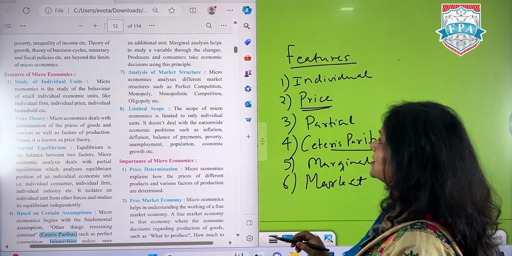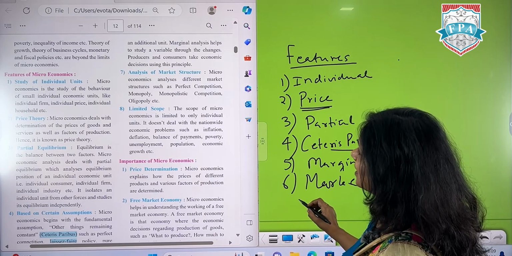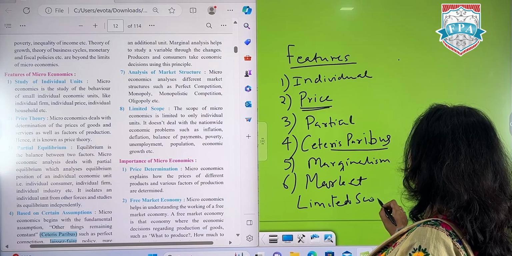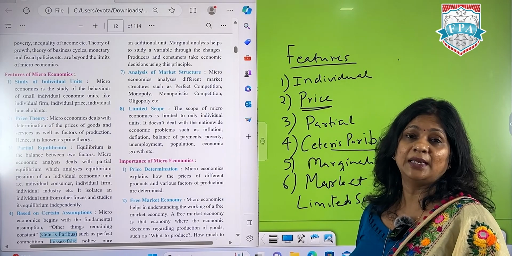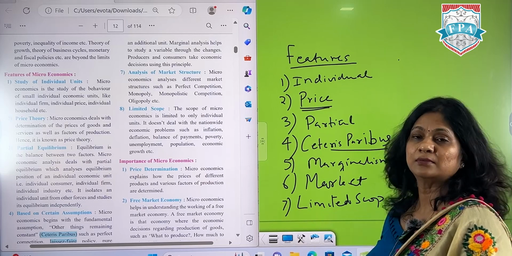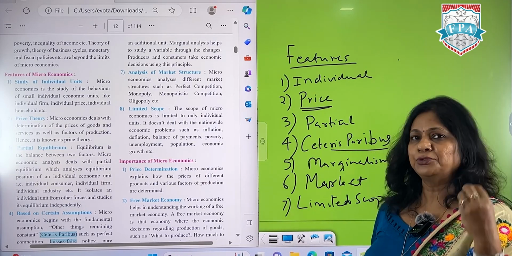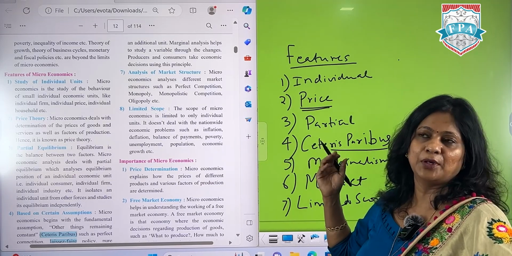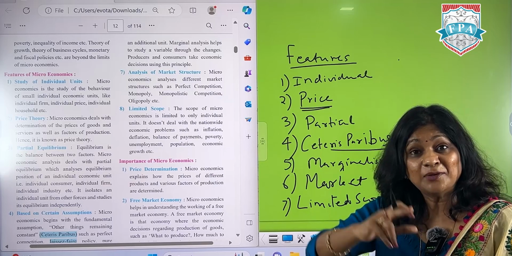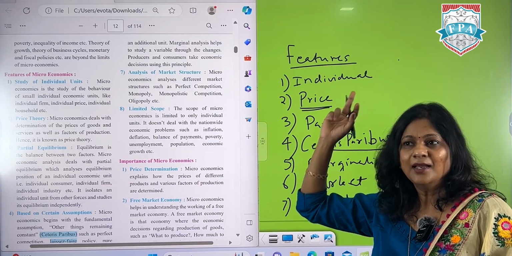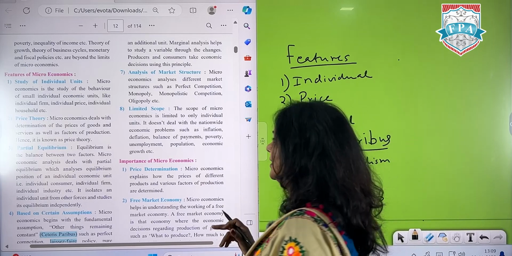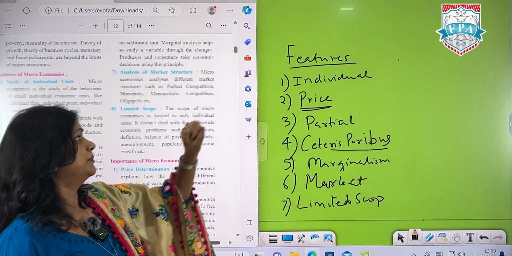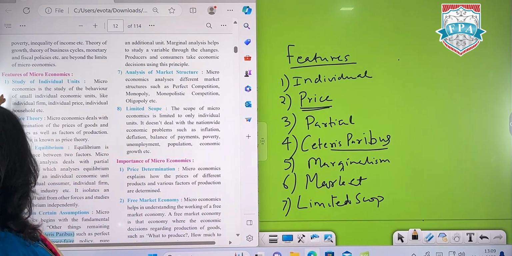And last but not the least, we are talking about limited scope. Why is the scope limited, guys? Now you tell me yourselves, why is the scope limited? The scope is limited because you are studying about an individual unit. When you talk about microeconomics, you're only talking about an individual unit. So if I want to talk about the concept of unemployment or inflation, that will be macroeconomics, right?